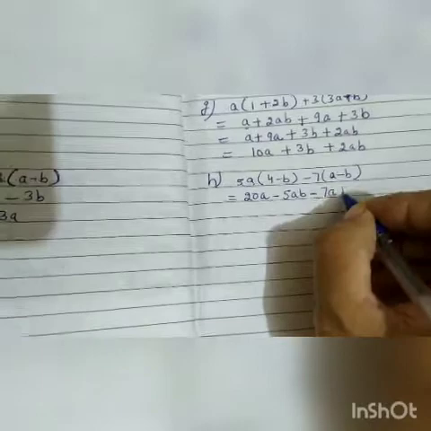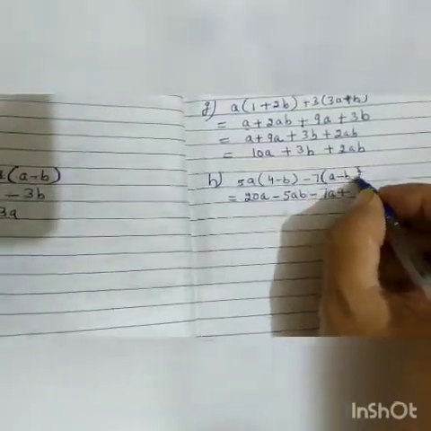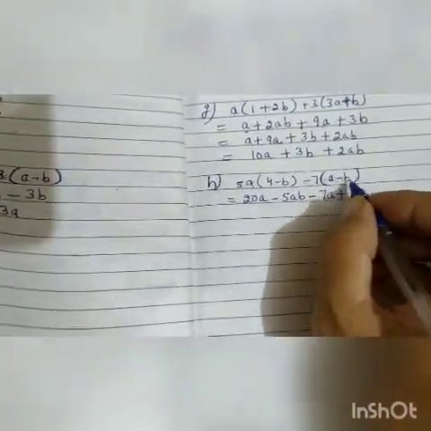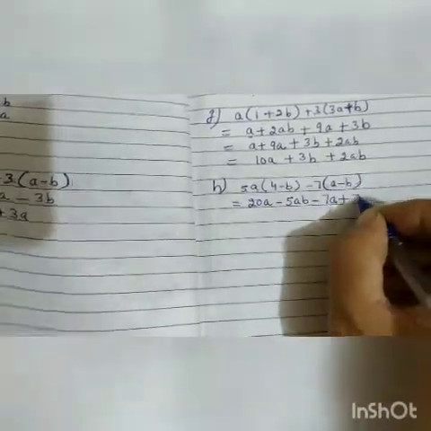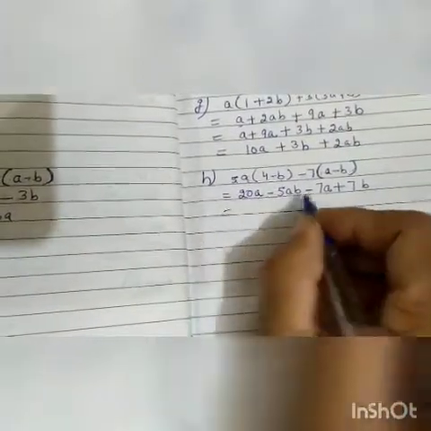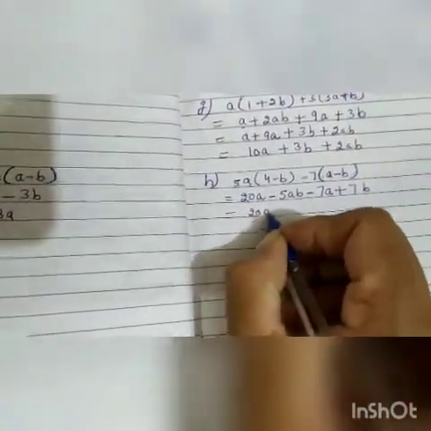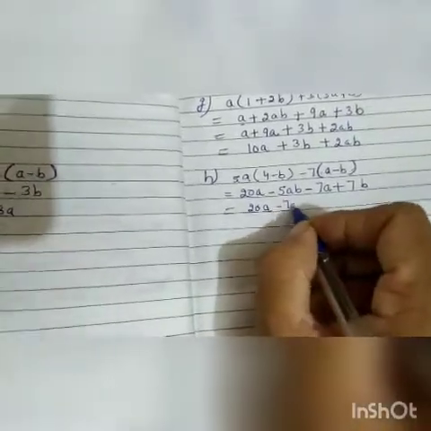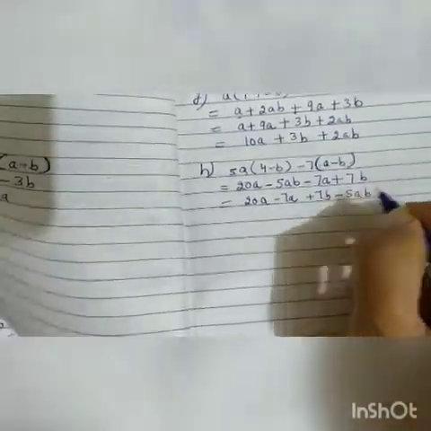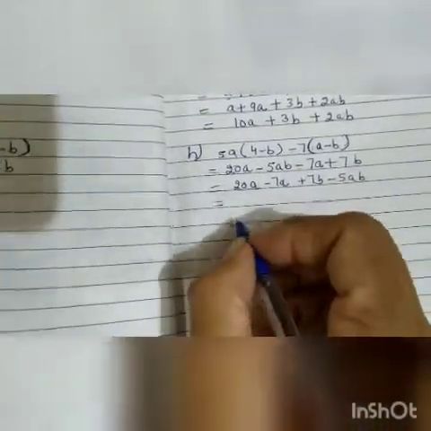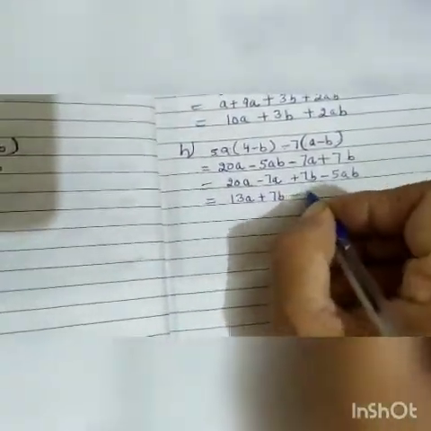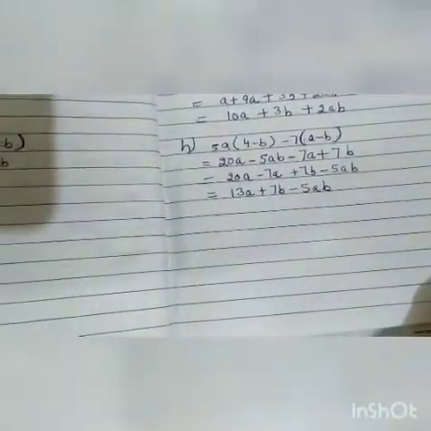This time this minus will become plus, because out of this bracket there is minus sign. So plus a changes to minus and minus changes to plus. 7 times 1 is 7b. Now check the like terms. 20a minus 7a, these two terms are the like terms. 20a minus 7a is 13a plus 7b minus 5ab. Clear?